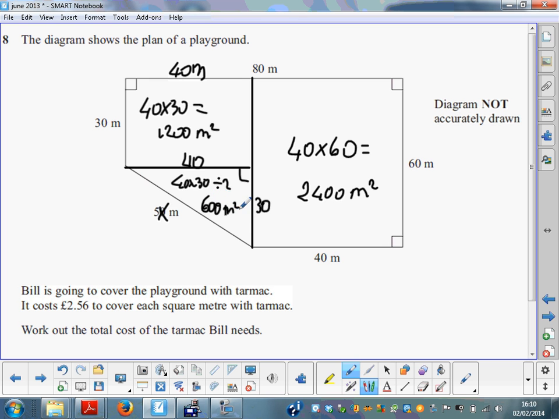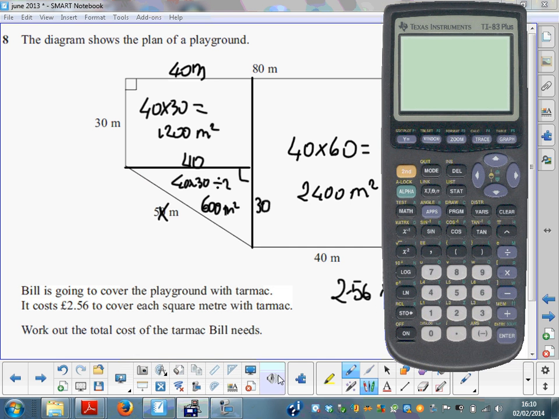Now when I put the three together, 2400, 1200 and 600, well that's 3000. 3000 and 1200 is 4200 square meters. Now because each square meter is 2.56, all I have to do is 2.56 times 4200. So I'm going to need a calculator for that.